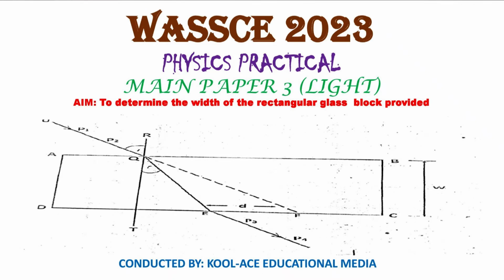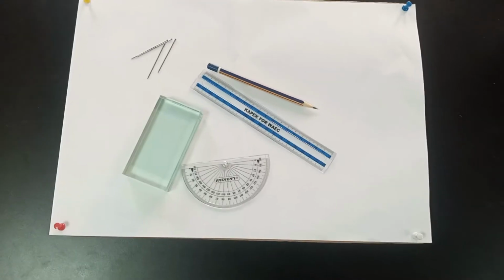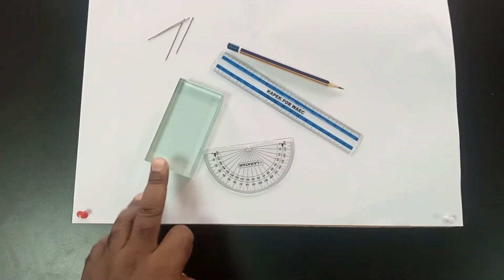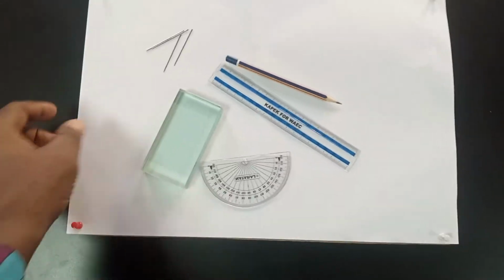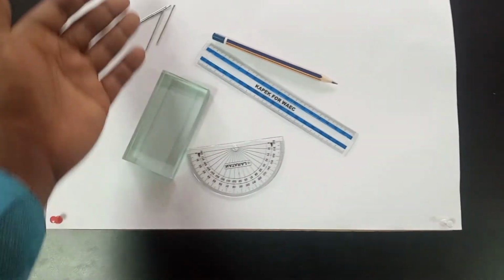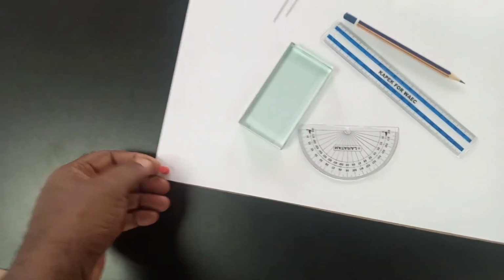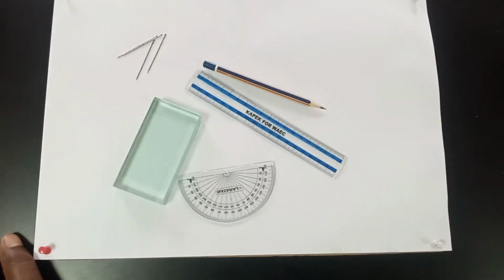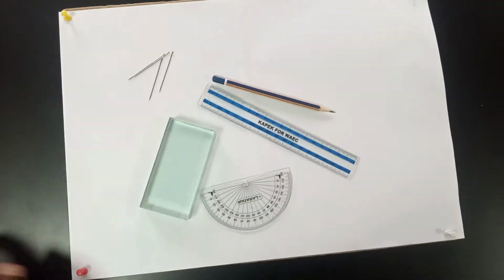In this class, we are bringing you the practical solution to the 2023 physics WAEC question for light. In this particular experiment, we are provided with a rectangular glass block, as you can see here, a drawing paper, and then a drawing board with a protractor, a meter rule, and optical pins, of course, a thumbtack to hold the paper. What is the experiment all about?